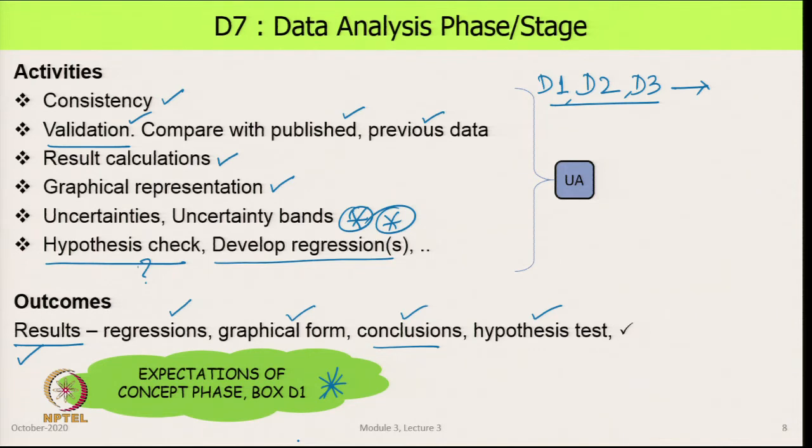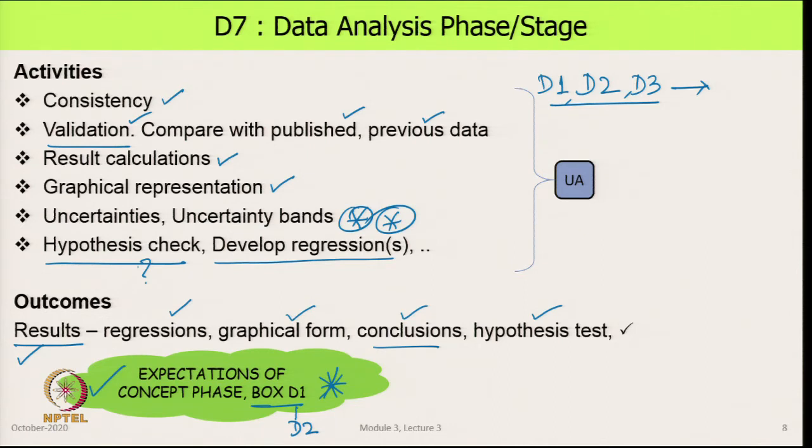So, our loop has got completed. We started with an objective by stating that in box D1, we quantified it and made it a little more specific in box D2. Now that we have done everything that we had to do, we have all the data and we are now getting the answer to what we posed. That completes the entire gamut of experimentation processes.